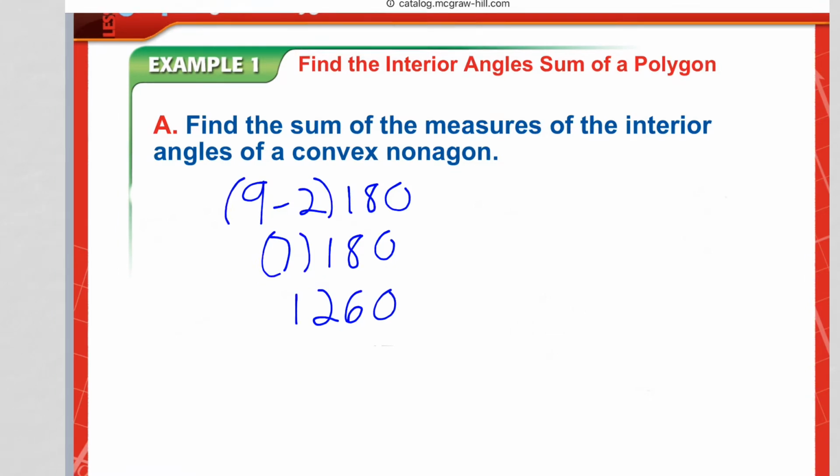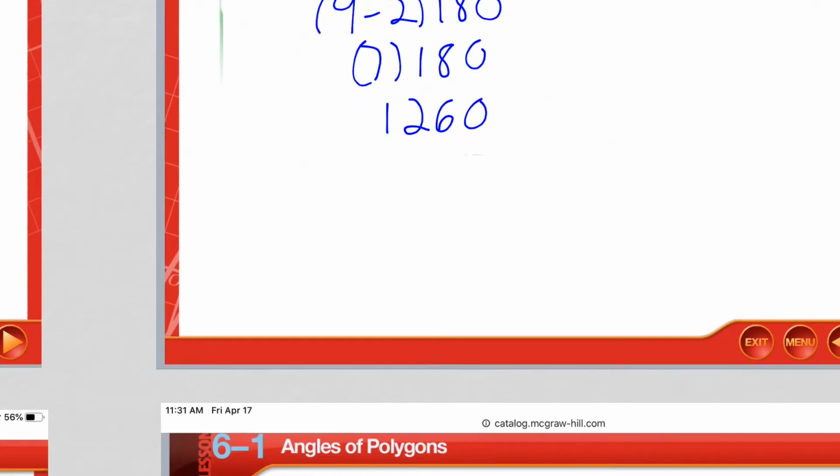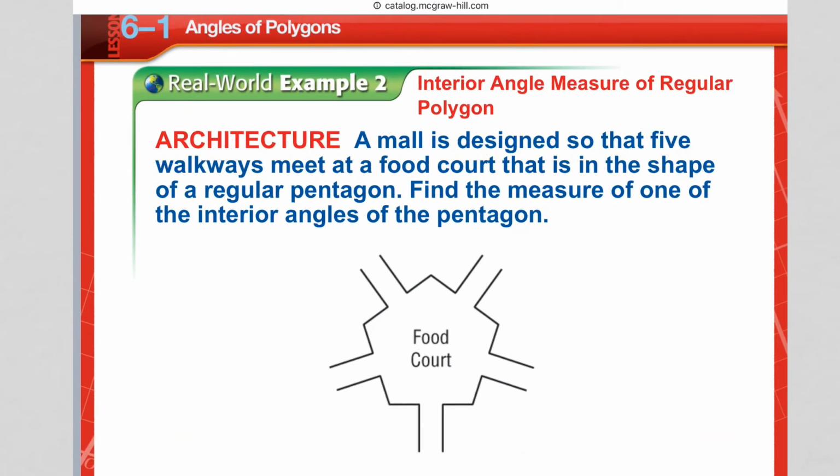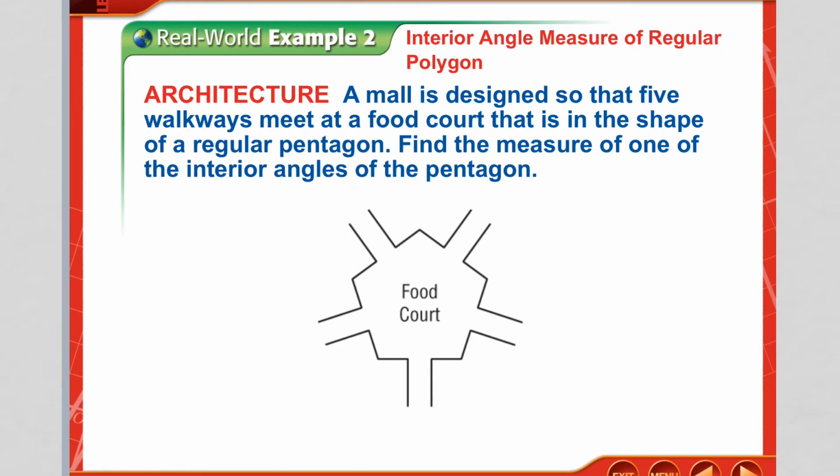So next example I want to talk about is down here. We have malls designed so that 5 walkways meet at a food court that is in the shape of a regular pentagon. So I want to point out the word regular here. Regular means that all the sides, all the angles are congruent. That is important, otherwise we would not be able to answer this question.